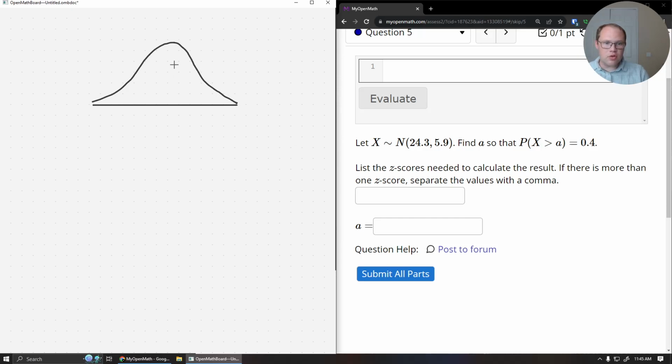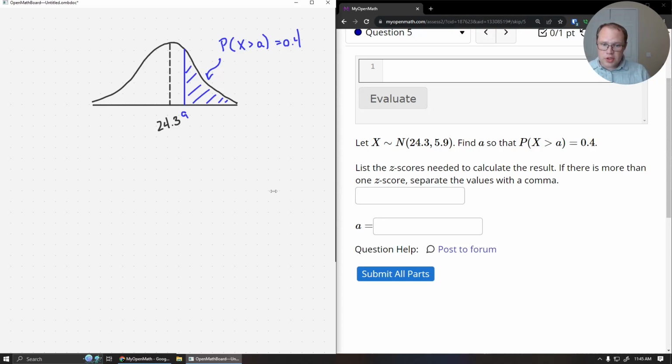So, a non-standard normal distribution with a mean of 24.3. And we want to find some value A that will be right here, so that if we look at the probability that's bigger than A, that probability is equal to 0.4. So the probability that X is greater than A is 0.4. Okay?